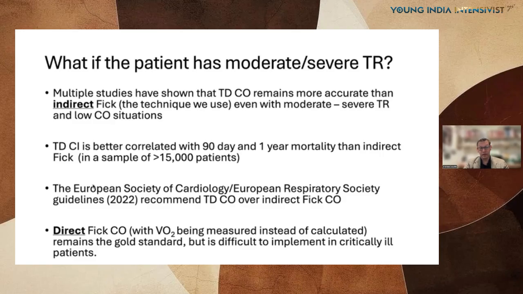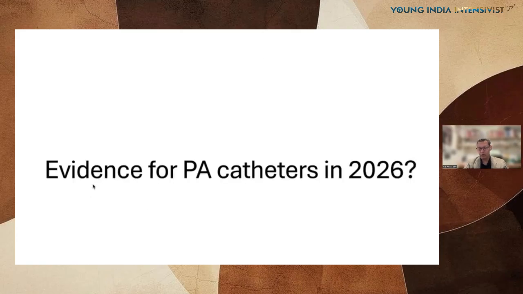The European Society of Cardiology, since 2022, has recommended using thermodilution over indirect Fick. The American societies haven't issued guidelines on that. Thermodilution cardiac output is also better correlated with outcomes than the Fick is. So in general, even in patients with TR, I prefer the thermodilution. Now, if you think your thermodilution is really off, use something like an echo or some other way to look for a cardiac output.